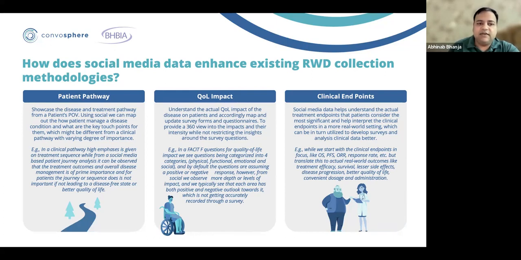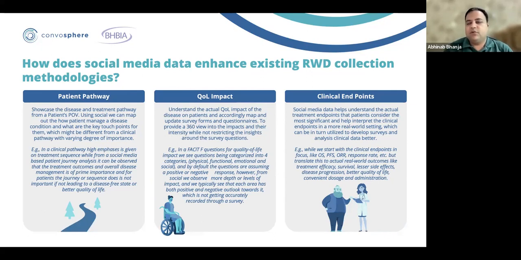But based on patients' conversations on social, we have seen that they are pretty interested in treatment outcomes, right? And the overall disease management, because that is of prime importance for them. At the end of the day, they want to be disease free, symptom free, and live a better quality of life. So the focus shifts from treatment sequencing to treatment outcomes and overall disease management. Treatment sequence doesn't play a very important role unless it leads to a disease-free state or a better quality of life.